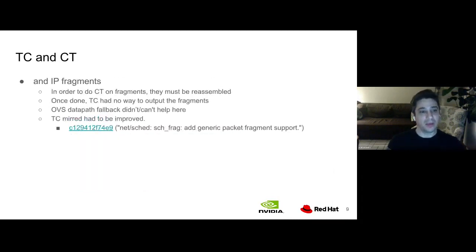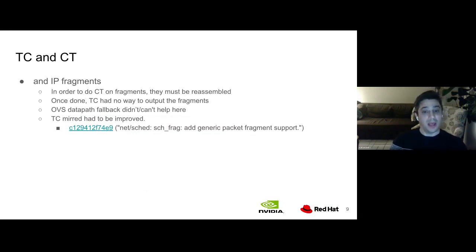One more item we had to handle is TC connection tracking together with IP fragments. Connection tracking will not handle fragments, and it will reassemble all the parts into one big packet before performing the connection tracking action. Once this is done, we get quite a large packet, and it may occur that the forwarding device has a lower MTU than the new packet that was reassembled.